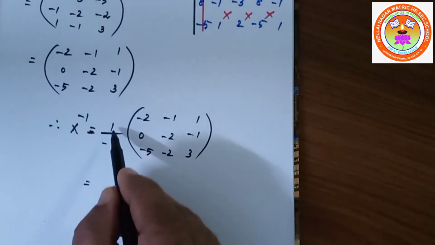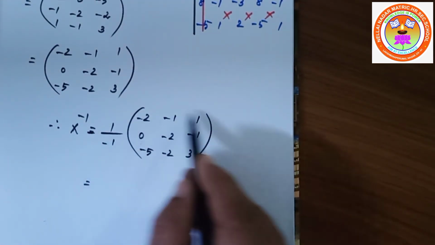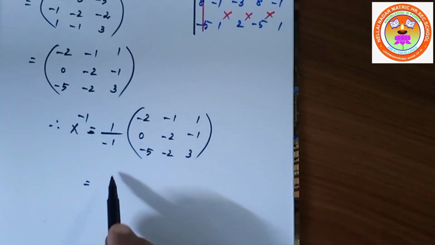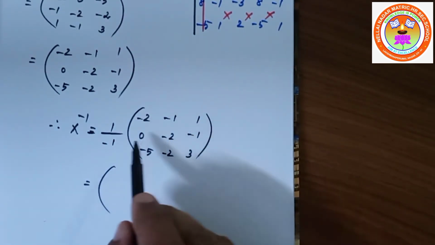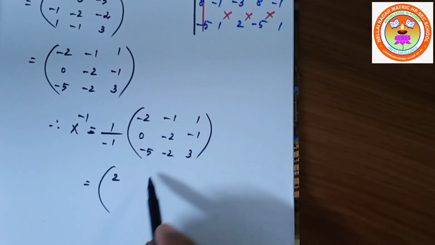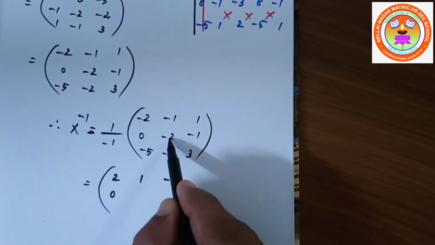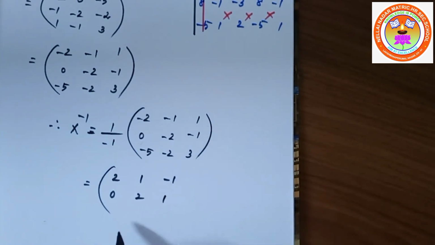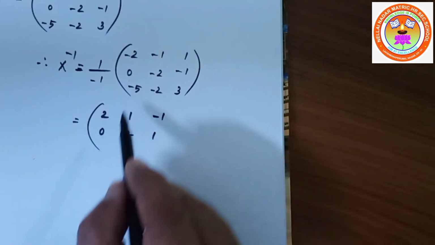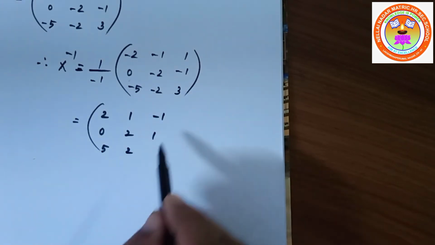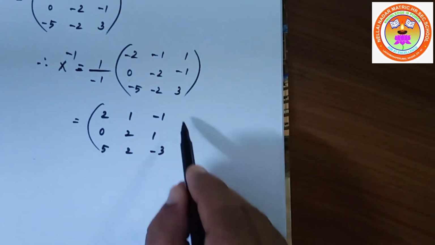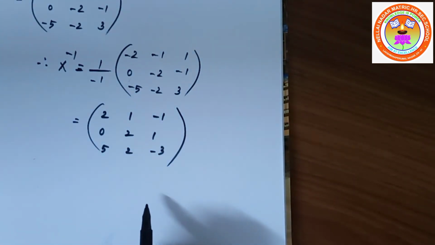Then you know very well, 1 by minus 1 is minus 1, so multiplied by minus 1. So you have to change the sign only. Minus 1 into minus 2 is plus 2, minus 1 into minus 1 is plus 1, minus 1 into 1 is minus 1, like that. Here 0, this becomes plus 2, this becomes plus 1. Then if you multiply by minus, it becomes plus 5, plus 2, finally minus into 3 is minus 3. I got that X inverse.